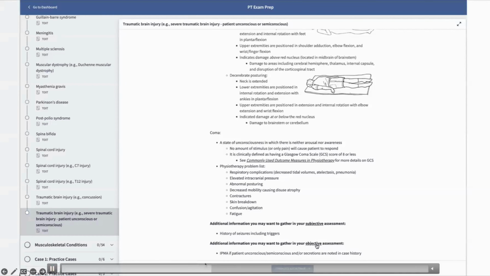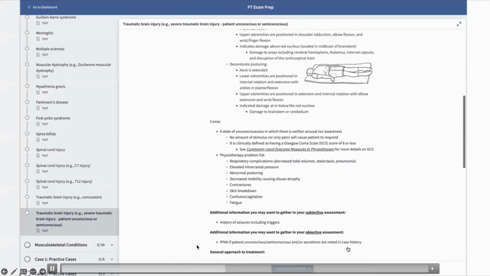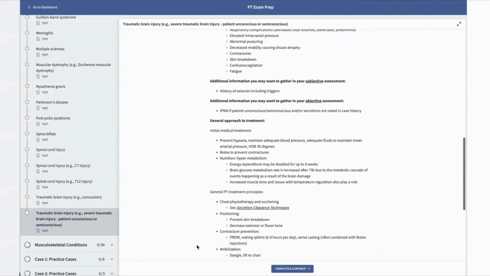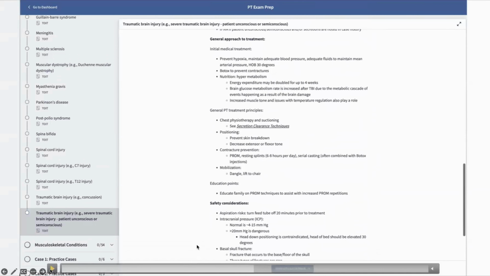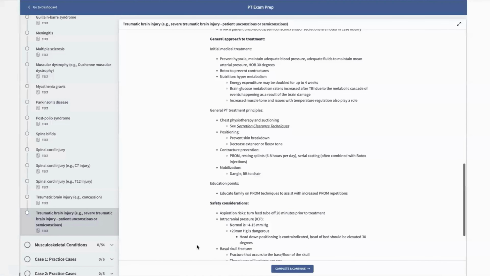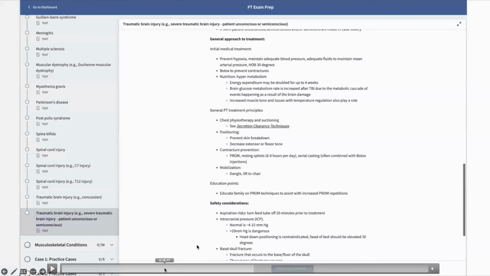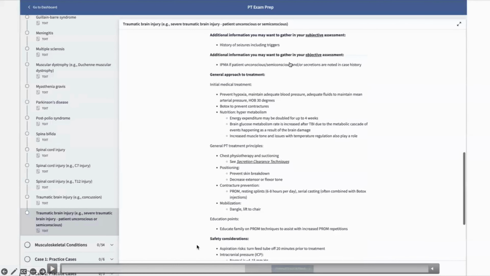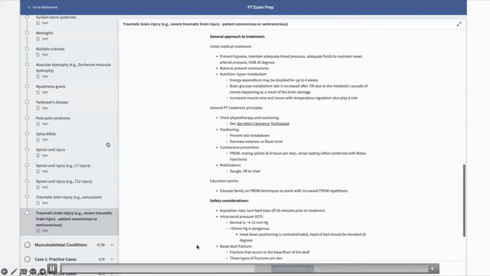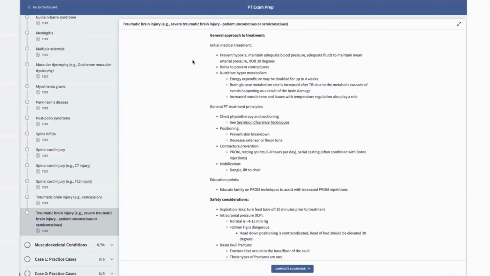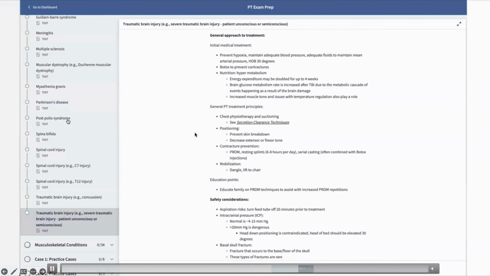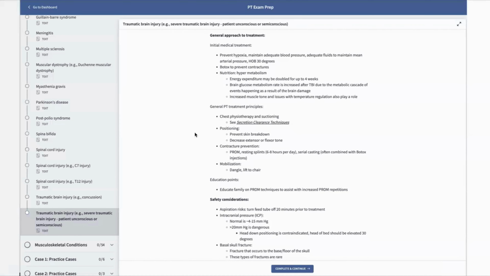Same goes for the objective. We're going to show you different objective assessments based off of what the pathology is. So we have an MSK assessment for objective, a neuro, and a cardio-respiratory one. Within those, we might ask you to add something very specific for the patient. But again, this is all very simple and very well laid out for you. You then have your general approach to treatment, as well as all your safety considerations for the patient. Take a look at that. It's helpful. It really is.